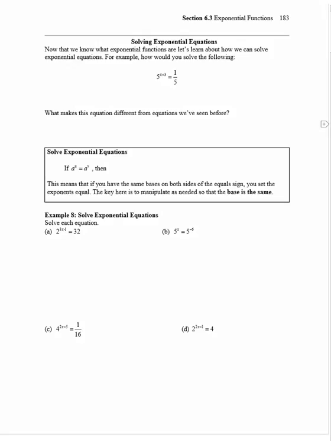So moving on to the next page, we can solve exponential equations. If we have 5^(x+3) = 1/5, that's a little bit harder to solve than what we've been doing before. Why? Well, because the variable is in the exponent, right?